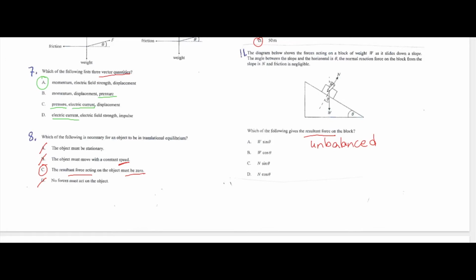So let's look at the components of weight. The component perpendicular to the base will be weight times cosine of the angle, and parallel to the plane is weight times the sine of the angle. You should see that that force is balanced by that, and there's nothing balancing this one. There's no friction. So our answer is going to be that one right there.